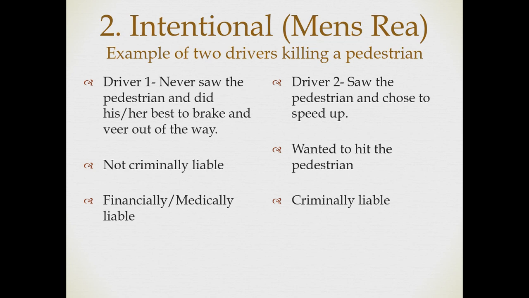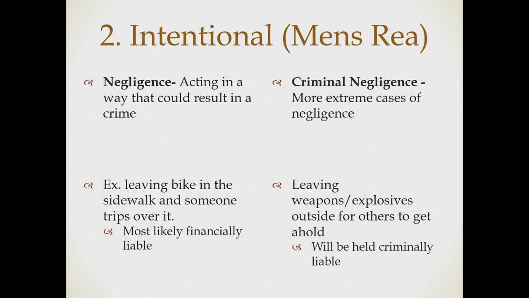Driver number two saw that pedestrian and intended to hit that pedestrian, so the driver chose to speed up. That clearly shows that that driver wanted to kill that person. That means that there is an element of intent there, meaning that there is mens rea. This individual will be charged with the murder of the pedestrian that he hit. Now, moving on, there are a couple of other examples of how mens rea works.